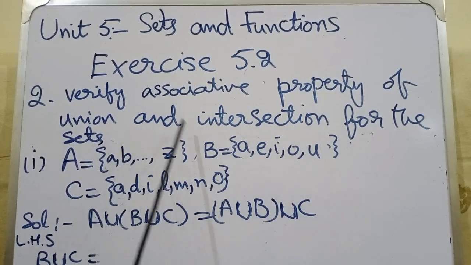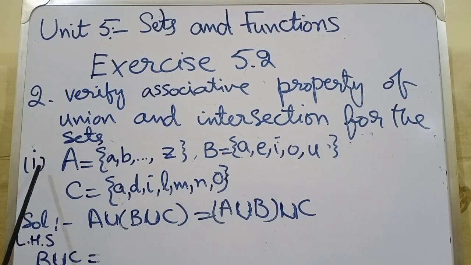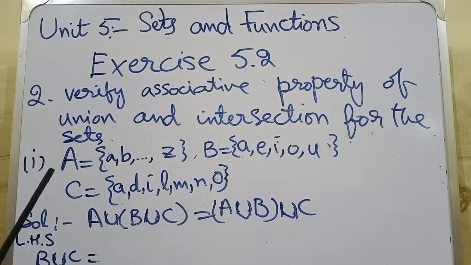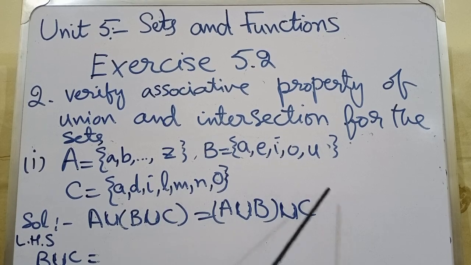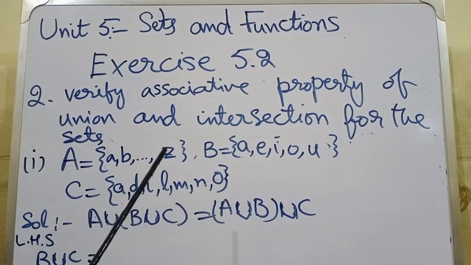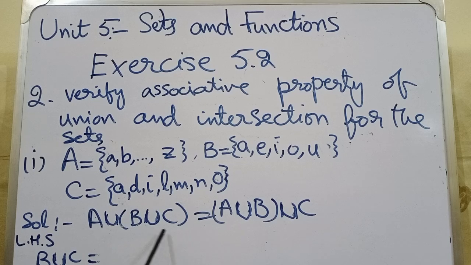Mathematics for Class 10, Unit 5, Sets and Functions, Exercise 5.2, second question: verify the associative property of union and intersection for the sets. First part: set A has elements A, B, C up to Z, set B has elements A, E, I, O, U, and set C has elements A, D, I, L, M, N, O. We have to prove that (A union B) union C is equal to A union (B union C).